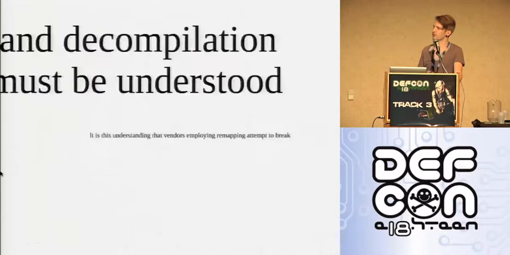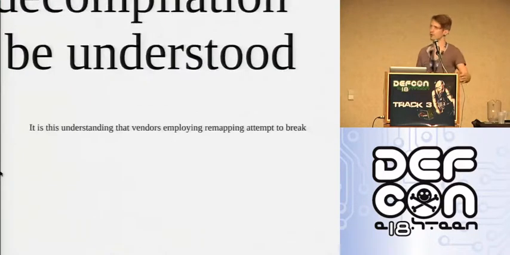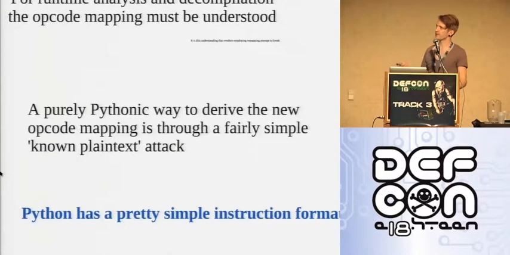Obviously, we need an understanding of the opcode mapping to be able to get anything from the byte stream. It's this understanding which the vendors are assuming that they've broken. If you don't understand the opcode mapping, you can't get any sense out of a bytecode, because it's just a stream of bytes. You don't really understand what it means. But there was a pretty easy way to get at this new opcode mapping, essentially using a plain text attack against the compiler.